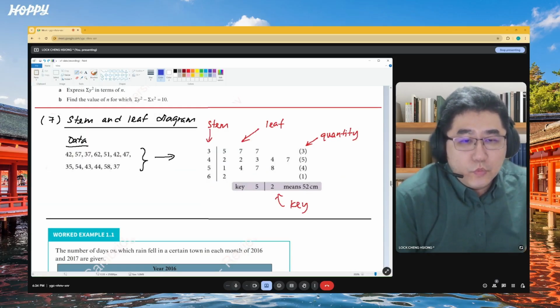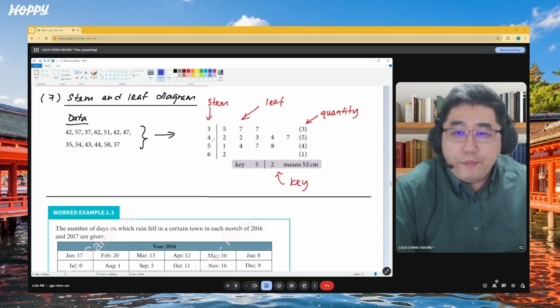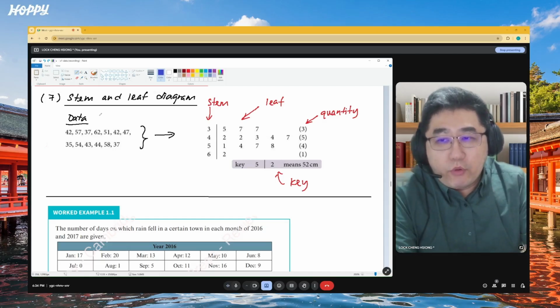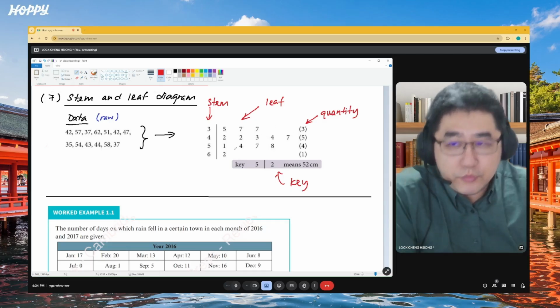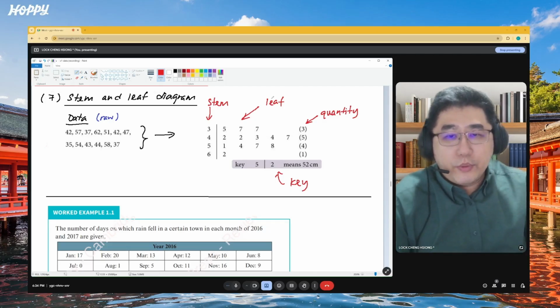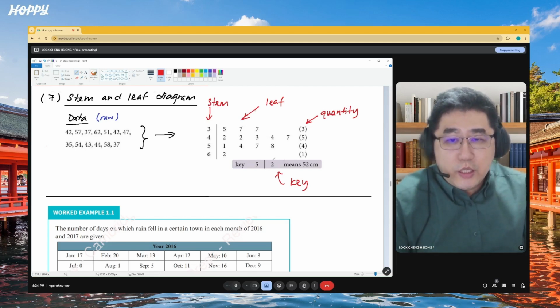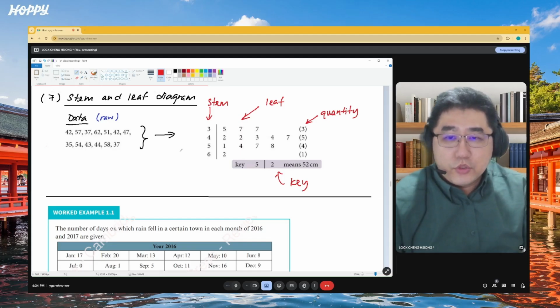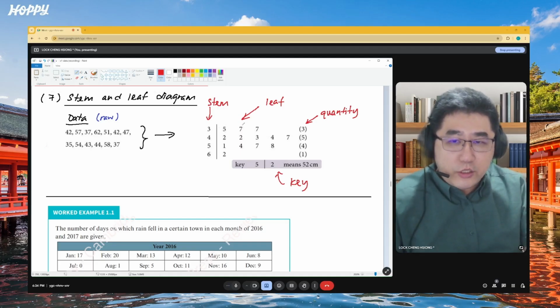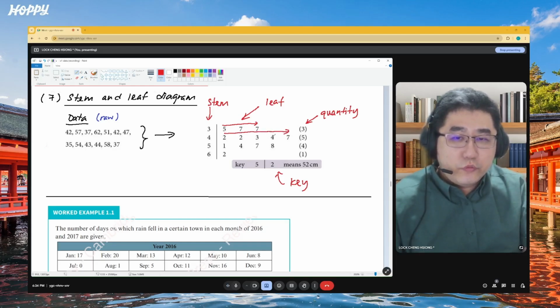7. Okay. We have the stem and leaf diagram. What we have is raw data. So we are required to rearrange them into the order. So there will be the stem, there will be the leaf, there will be the quantity, and you have the key. Then you need to present all of these components. So don't forget that when you present them, you have to present them in the order. So on the leaf, you have to see it is in increasing order, 5 7 7, then 2 2 2 3 4 7, like this. All you need to do is just arrange them in your data.